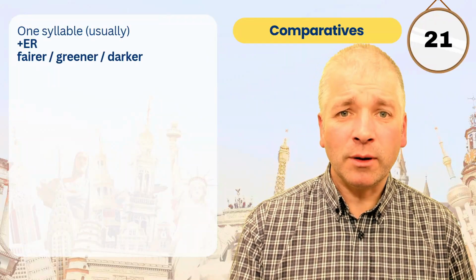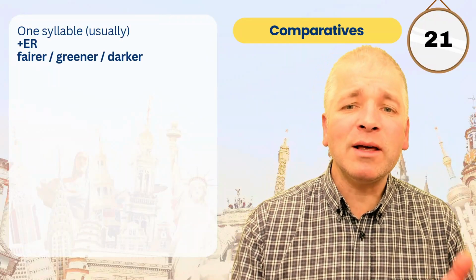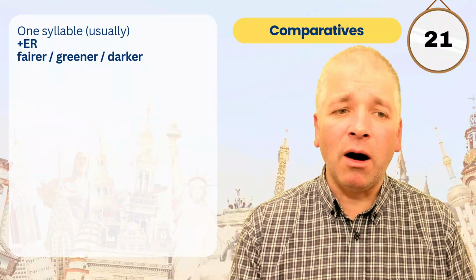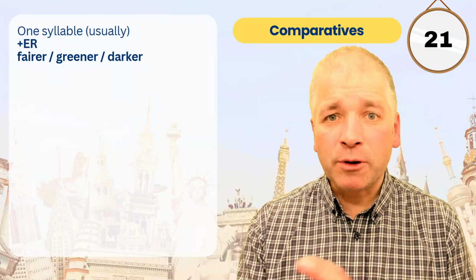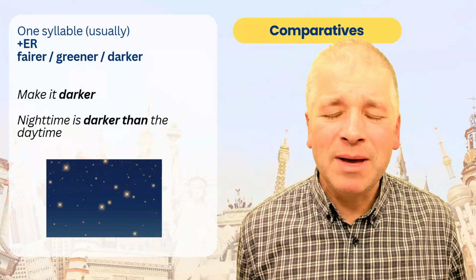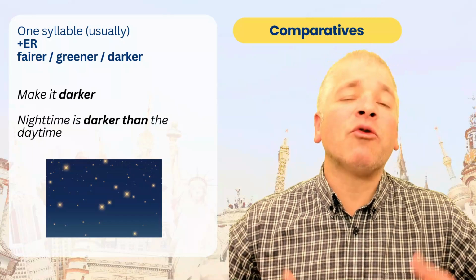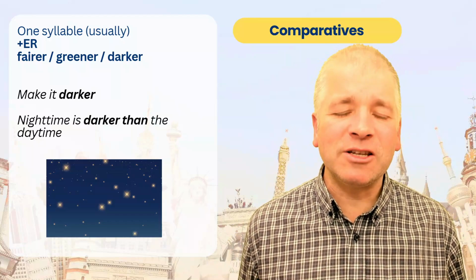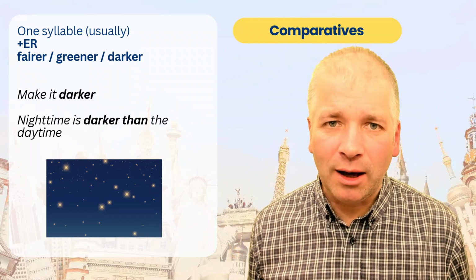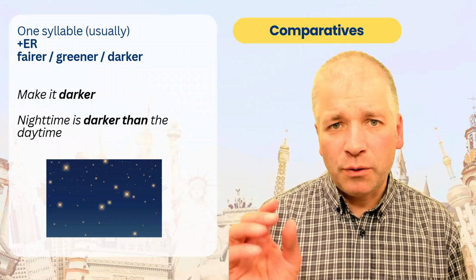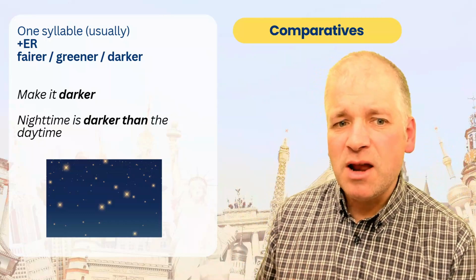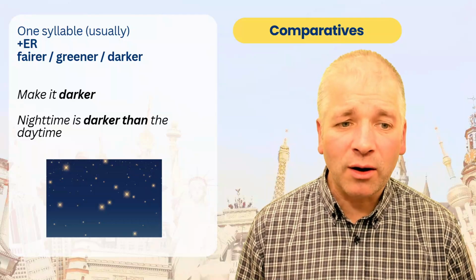Most rules for comparatives are fairly basic, but it does get a bit more complicated as you go along. So the most basic rules are that if you have a one-syllable adjective, then to make it a comparative, add er. So fair becomes fairer, green becomes greener, and dark becomes darker. For example, make it darker. And that really means more than now. Increase the level of dark. Make it darker. Or if you're comparing two things, you can use than. Nighttime is darker than the daytime. So than enables us to say that one thing has a greater quality of something than another. So nighttime has a greater quality of dark than the daytime.